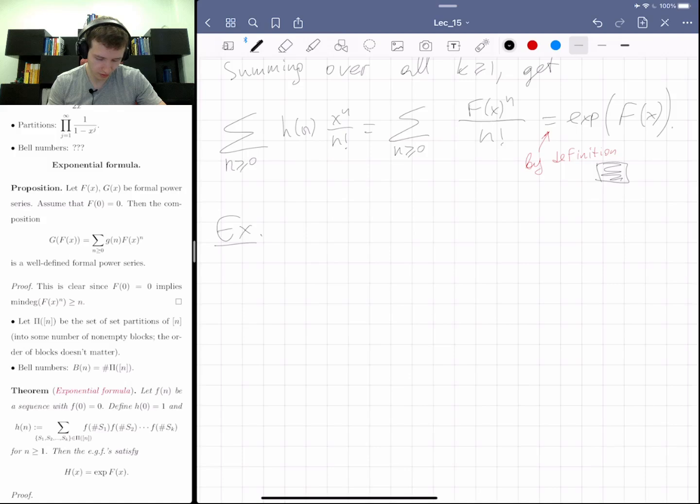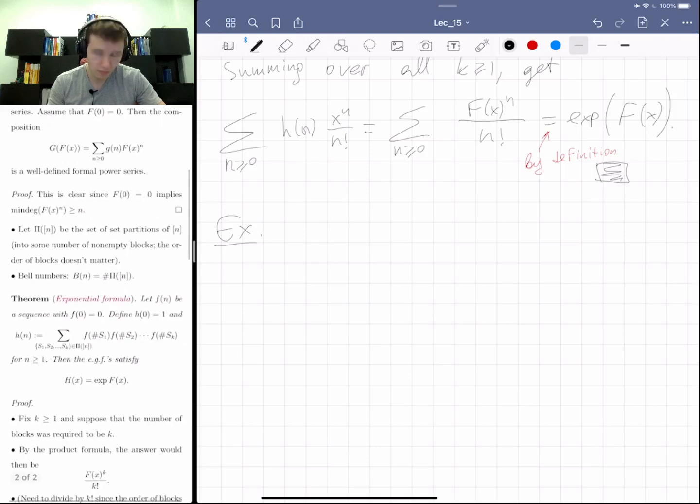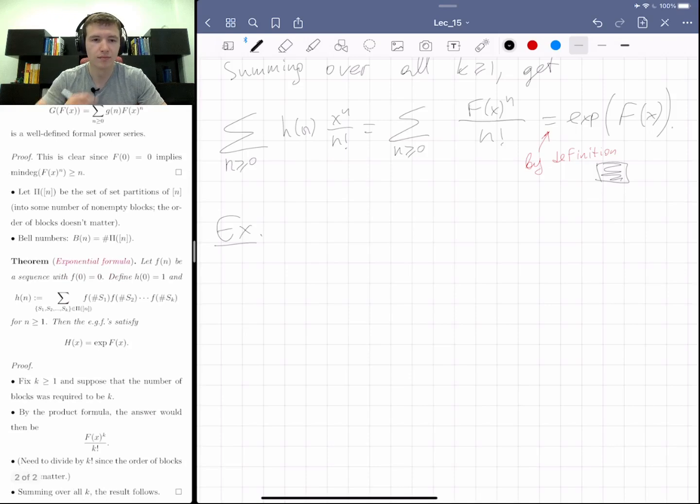And what is the example going to be? Can you guess what the first example of an application of the exponential formula is? Bell numbers. Okay, thank you. That is correct. Example, Bell numbers. Because indeed, Bell numbers count the number of partitions of bracket n.